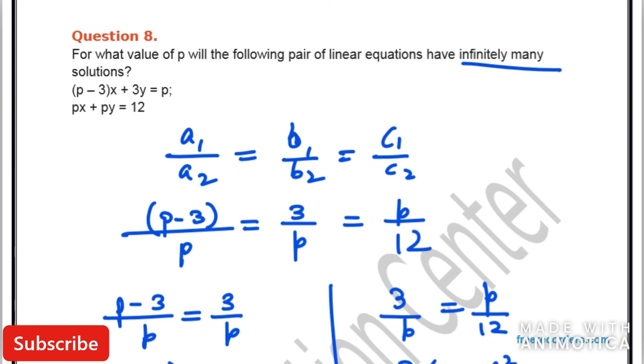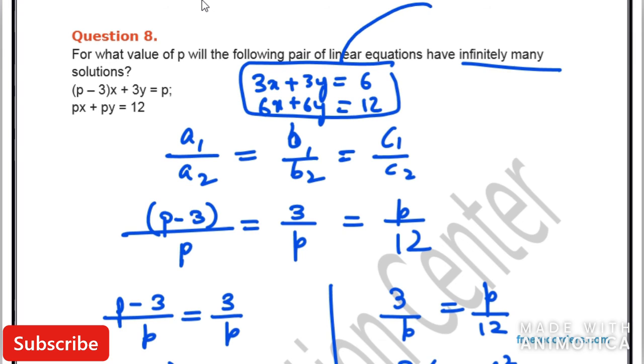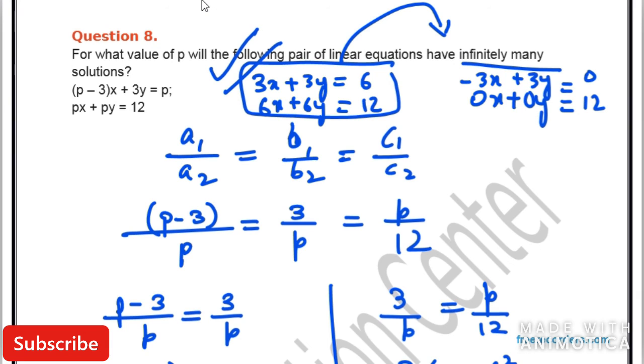Let me show you why. If you put the value of p as 6 here, or if you put the value 0 here, only then can you say which will have infinitely many solutions. So if I put the value 6 as p, my first equation, 6 minus 3, becomes 3x plus 3y equals 6. Now putting the value, 6x plus 6y equals 12. So this is the condition we want for infinitely many solutions. Now if I put the value 0, it will be minus 3x plus 3y equals 0, since p is 0. Then again, 0x plus 0y equals 12. So here we need to write p as 6. Then only we could have infinitely many solutions. So that's your answer for question number 8.